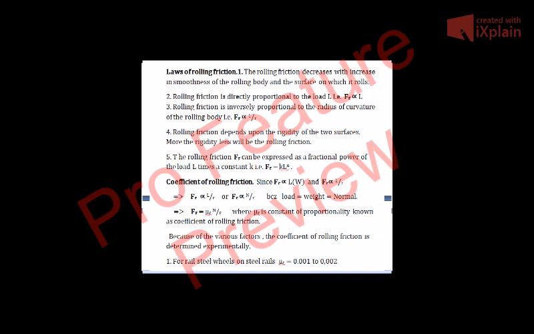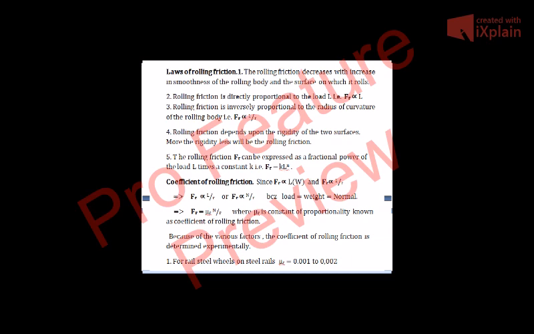Now, the coefficient of rolling friction. As we see, Fr is directly proportional to the load L, and rolling friction is inversely proportional to the radius of the rolling body. So from these two we get Fr is proportional to L by R, or Fr is proportional to N by R, where N is the normal reaction. In the first case I expressed it as R, and here I have expressed it as N. So R is a normal reaction, N is a normal reaction. You should not get confused between the two.